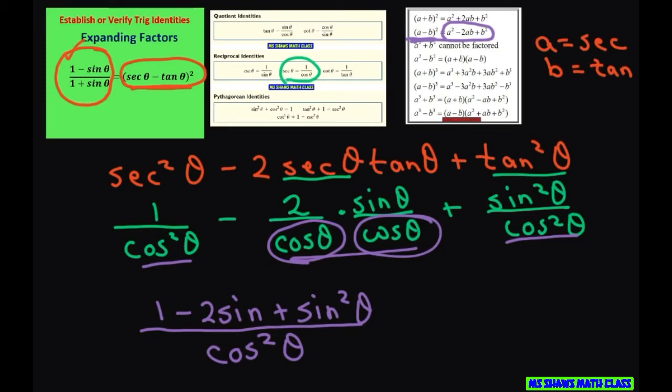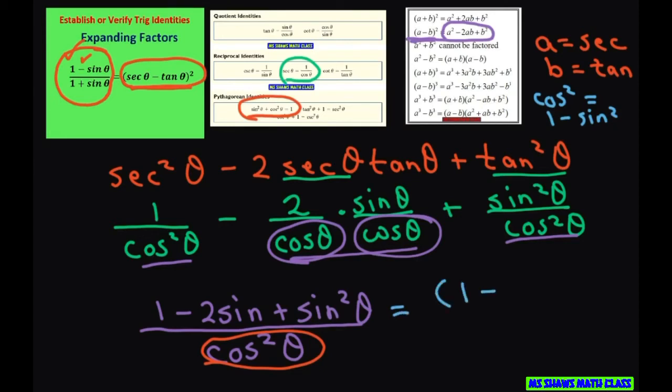Also, we notice that we don't have a cosine here. So I'm going to rewrite this cosine squared, according to my Pythagorean identities, as cosine squared equals 1 minus sine squared. All right, so that's going to give me, I'm going to condense this, 1 minus sine theta squared. I just condensed it back. And this is going to be 1 minus sine squared.